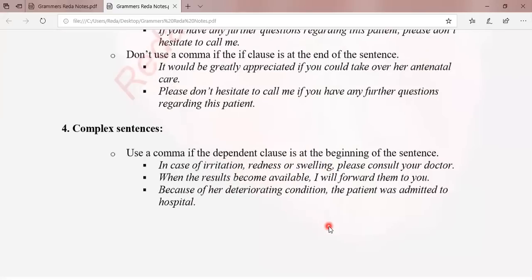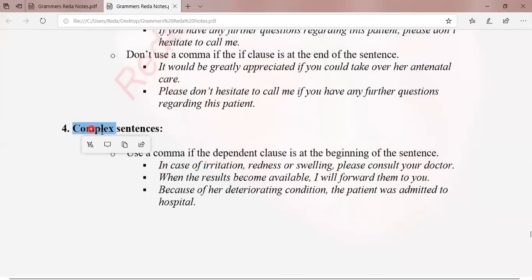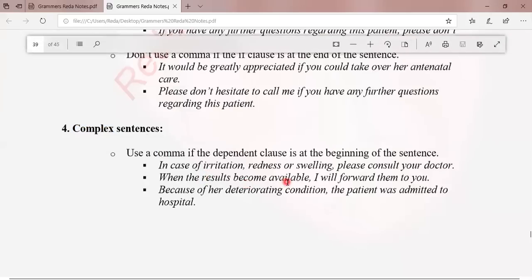Use a comma, like in case of irritation, redness, or swelling, please consult your doctor. This is commas between complex sentences. When the results become available, comma, I will forward them to you. Because of her deteriorating condition, very nice, use it. Because of her deteriorating condition, the patient was admitted to the hospital.